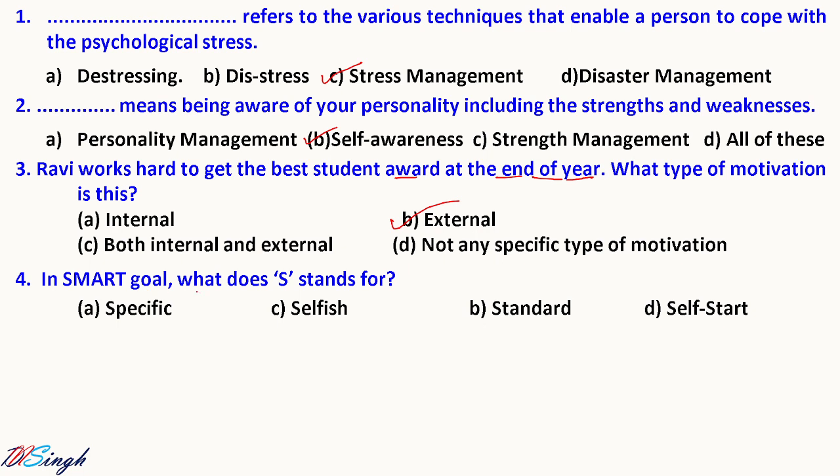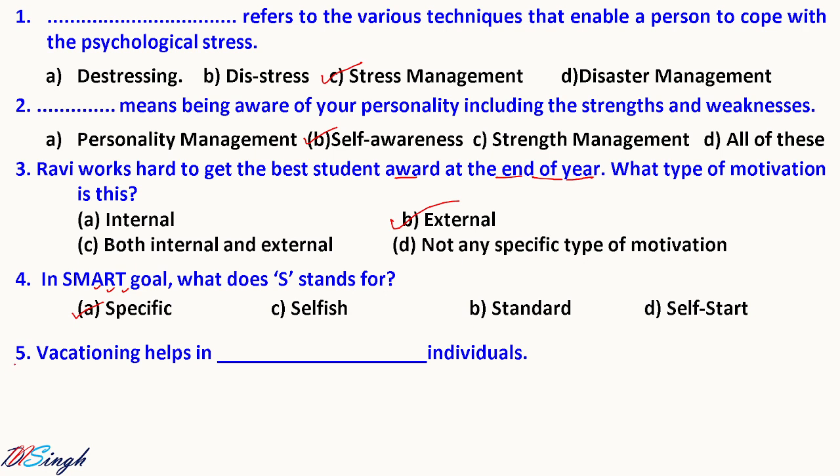In SMART goals, what does S stands for? So when you set a goal, dear students, that should be SMART. This is an acronym for S for specific, M for measurable, A for achievable or attainable, R for relevant, and T for timely. So you have to remember that acronym: S for specific, M for measurable, and A for attainable or achievable, R for relevant, T for timely. So the correct answer, S stands for what? Specific. Let us go for the next fifth question.